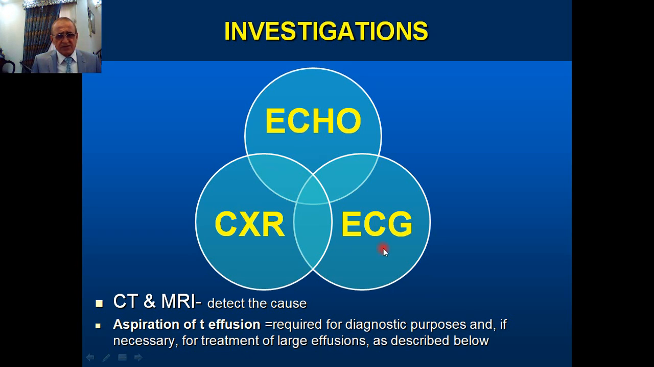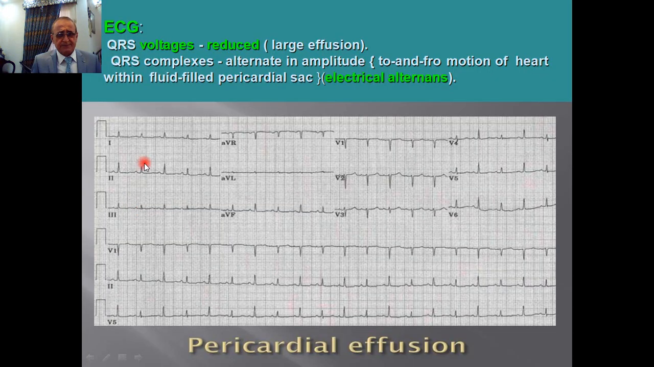Echo, chest x-ray, and ECG. The most informative is the echocardiograph. Chest x-ray is also informative. ECG can give a clue. You can have some other investigations like CT and MRI.